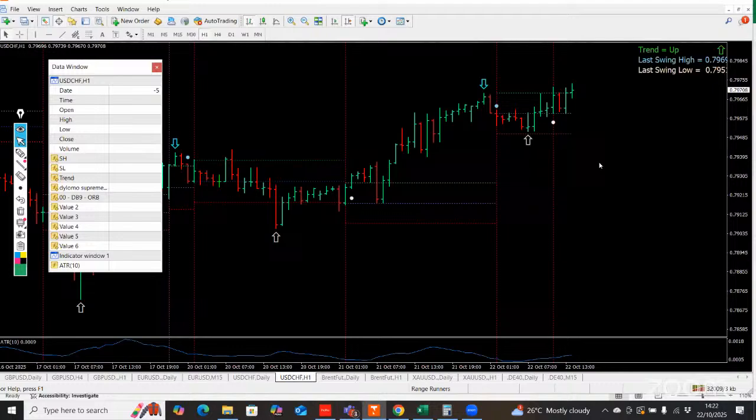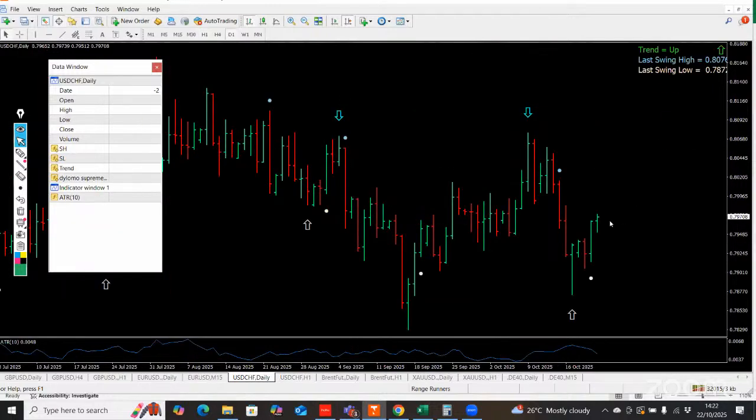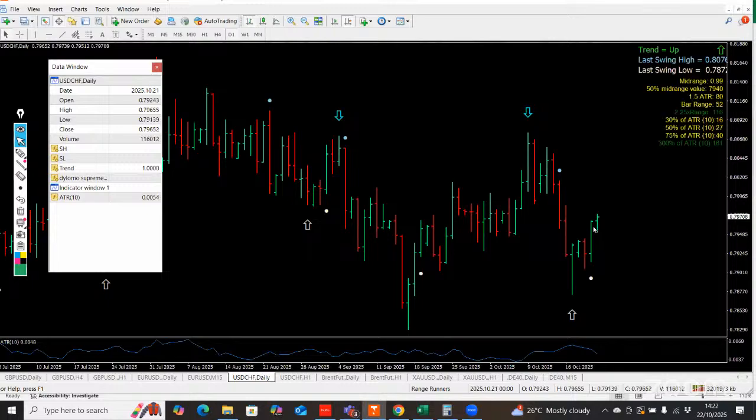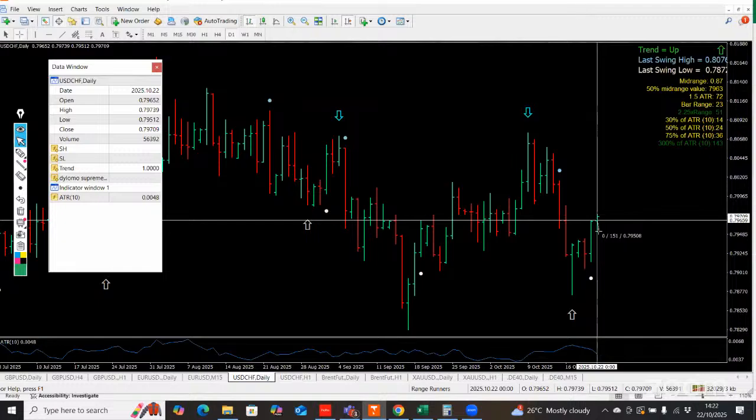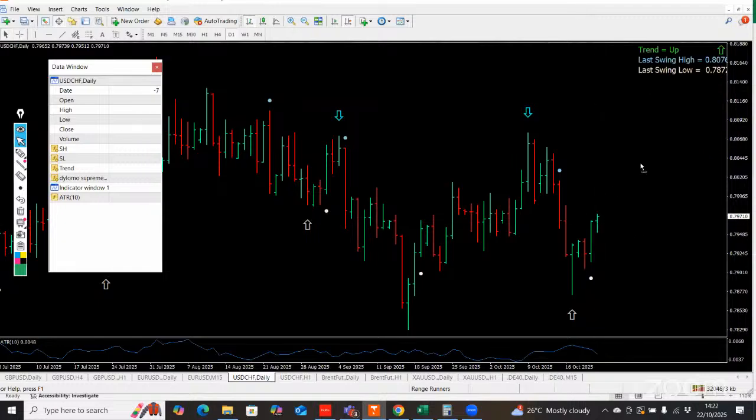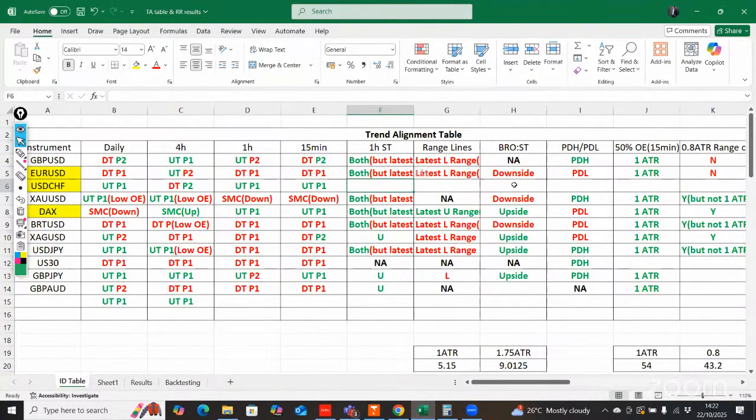In terms of the range lines, it has broken towards the upside as well. Bro to ST also is taken out. Bro to ST, I would say 48. This is 15. So even if it does 30, I think it's still fine for now. But I would just put it as NA for now.